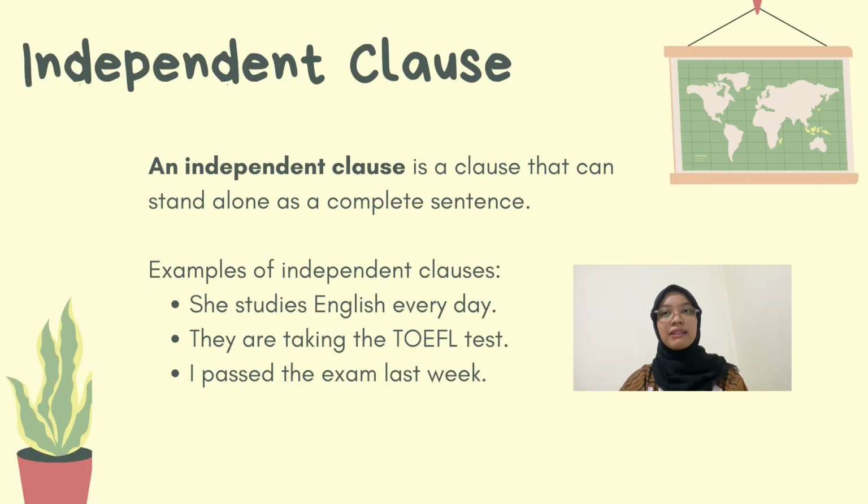Okay, independent clause. An independent clause is a clause that can stand alone as a complete sentence. It expresses a complete thought, so it does not need additional information. For example of independent clause: she studies English every day. They are taking the TOEFL test. I passed the exam last week. All of these sentences are complete and make sense by themselves. An independent clause can stand alone or be combined with another clause to form a longer sentence.